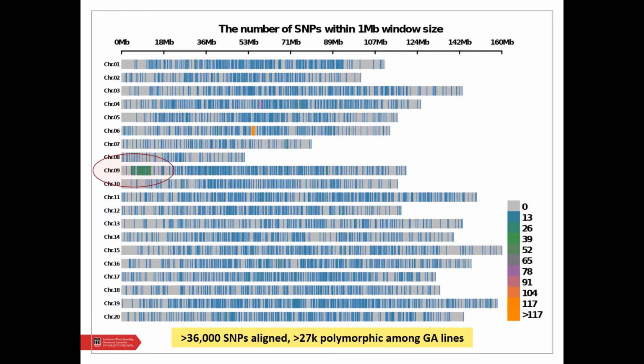So the resulting number of SNPs identified in this data set was really exciting. We identified greater than 36,000 SNPs that aligned to the hypogaea genome. 27,000 of those were polymorphic among these UGA developed lines. And looking at this graphic showing SNP density on hypogaea's 20 chromosomes, you can see that the SNPs were pretty evenly distributed across the genome.